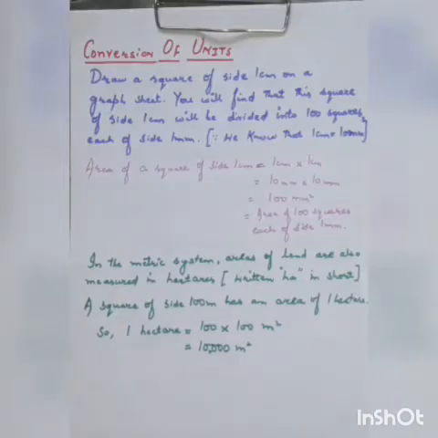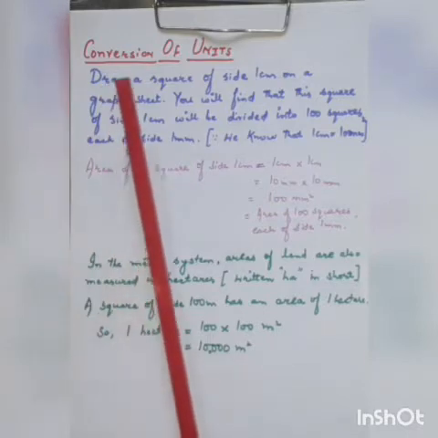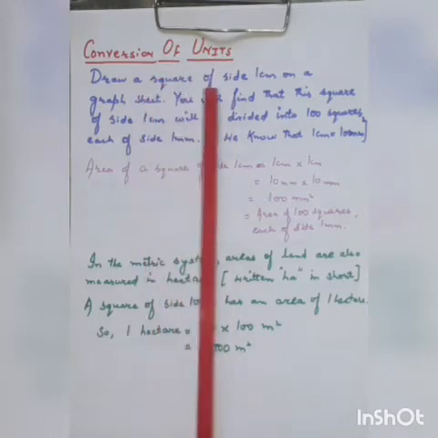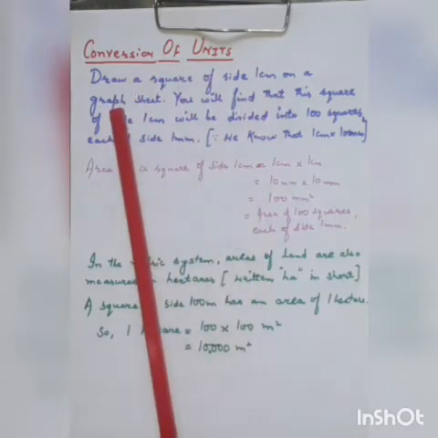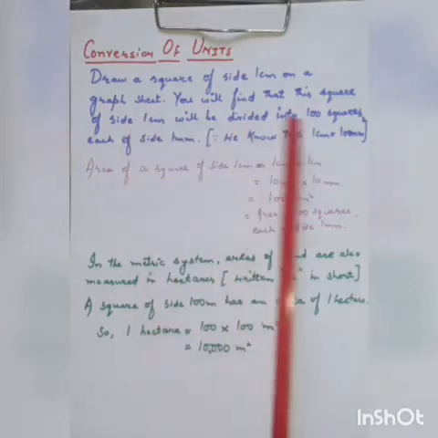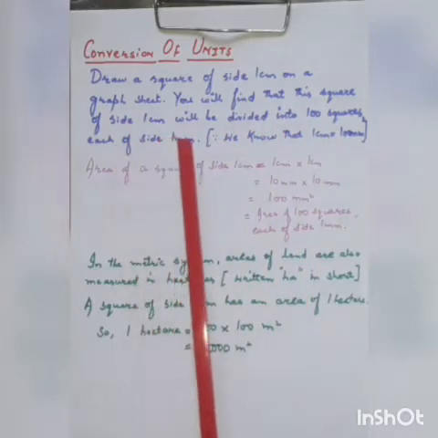Students, in the previous video lecture, we solved exercise 11.3. Now, in this video lecture, let's learn about conversion of units. Students, if you draw a square of 1 centimeter on a graph sheet, you will find that this square of side 1 centimeter will be divided into 100 squares, each of side 1 mm.